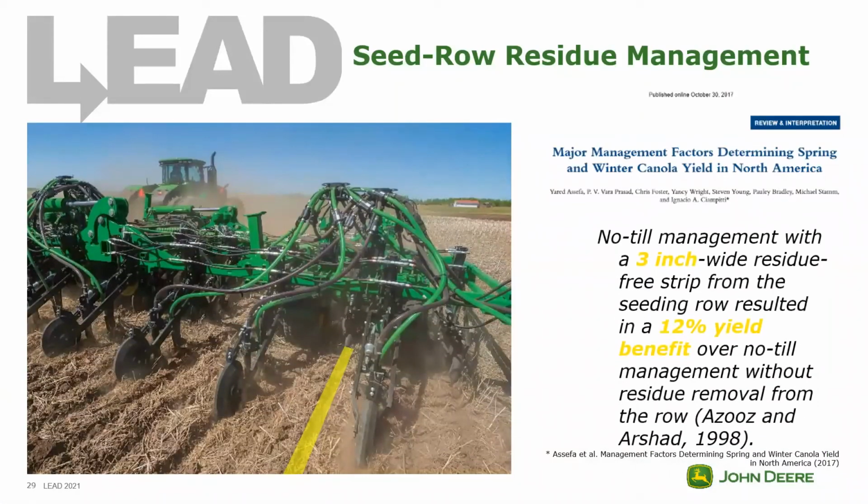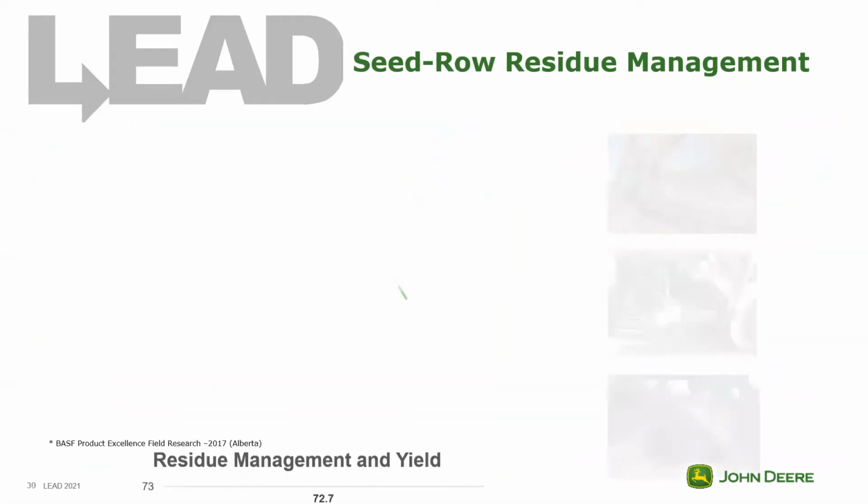Managing crop residue from previous years can greatly improve yield of your crop. In no-till systems, a 3-inch wide residue-free strip can see a 12% yield benefit over no-till systems without any residue removal. Emergence is improved because the soil is allowed to warm up quicker when there aren't heavy layers of residue over top of the seed row, allowing for a healthier, more vigorous plant to emerge quickly. Helping plants get off to the best start possible is key in order to improve yield.